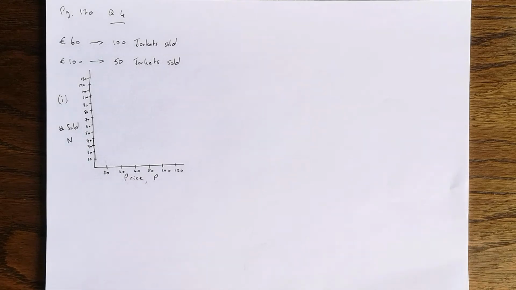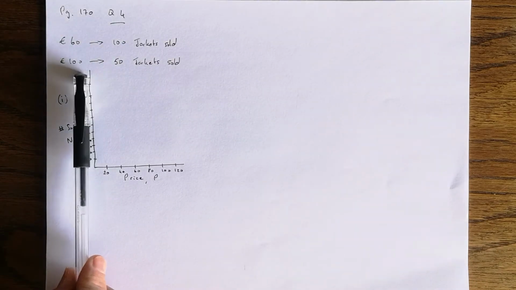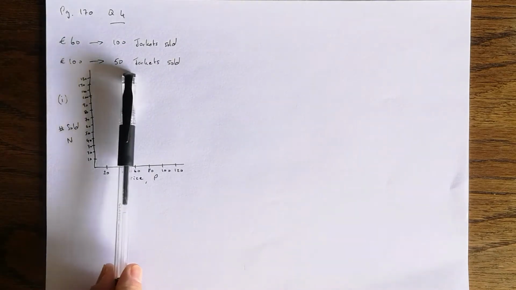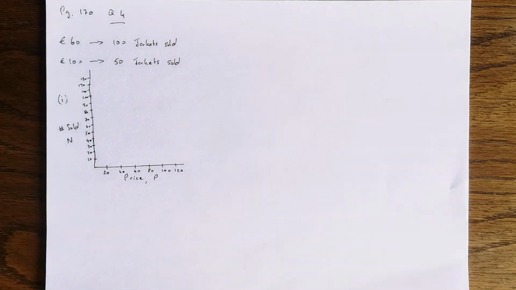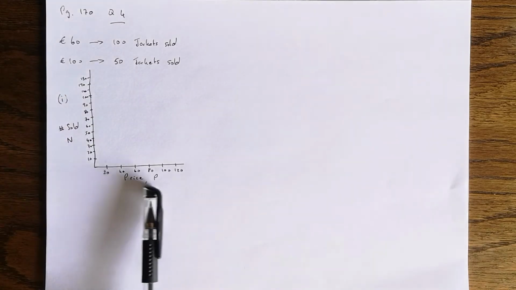Okay, so here is question 4 from yesterday from page 170. You were told that a manufacturing firm is making these jackets, and if they sell them at €60, they can sell 100 jackets, but if they sell them at €100, they can only sell 50 jackets. The first question asks us to draw a sketch of the graph, putting the number sold per day on the vertical axis. So the number sold N is on the vertical axis here, and the price P is here.